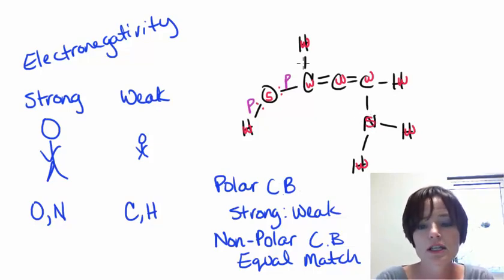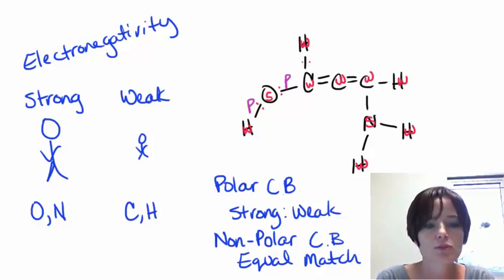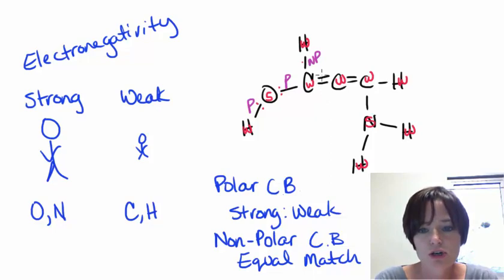So if we look at these, if it's weak and weak, they're going to share equally. The electrons are right in the middle. So if the electrons are right in the middle, they're sharing equally. That is nonpolar. We would have the same situation here because they're sharing equally. So that's another nonpolar covalent bond. This one and this one, another nonpolar. Again, two weak ones sharing with each other would be nonpolar. In this case, the carbon with the hydrogen is also nonpolar.